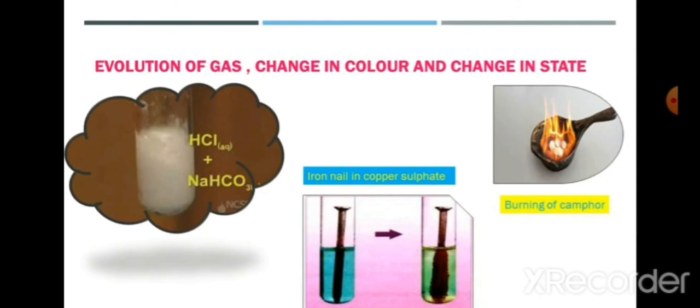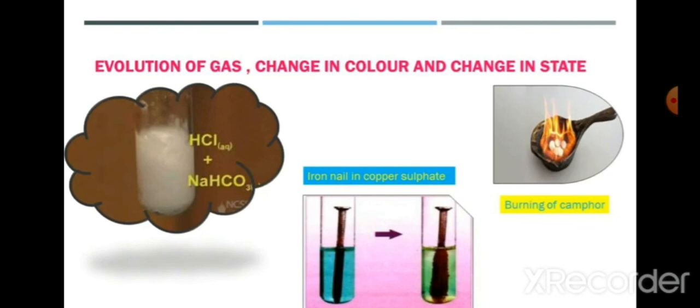For example, when dilute hydrochloric acid is added to a solution of sodium carbonate or sodium bicarbonate, carbon dioxide gas is evolved. This you can see in the picture. The HCl and NaHCO3 produce the CO2 gas. That means hydrochloric acid and sodium bicarbonate produce the carbon dioxide gas.